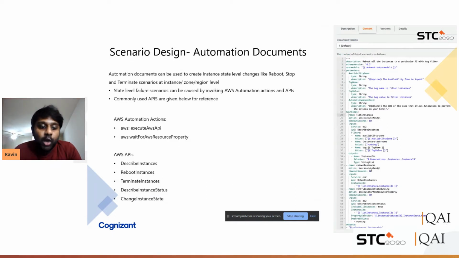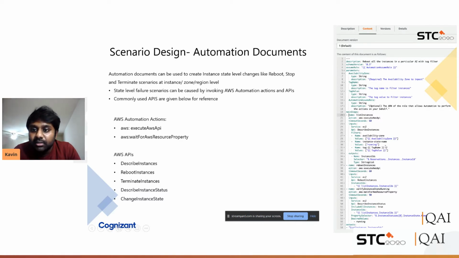Coming to the scenario design of Automation documents, as I said, these Automation documents use AWS APIs like describe instances, reboot instances, and terminate instances. Using these AWS APIs, we get the list of instances, automatically reboot the instances, and we can also terminate the instances. Those kinds of things we can do inside this module.